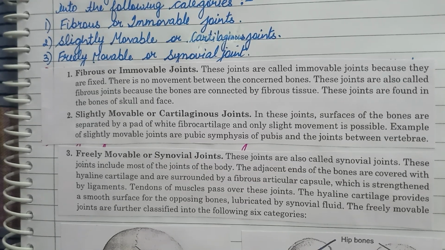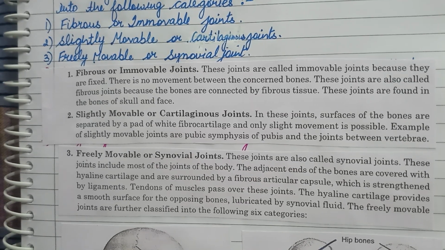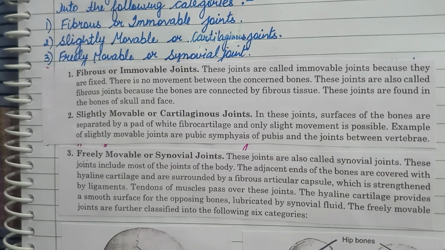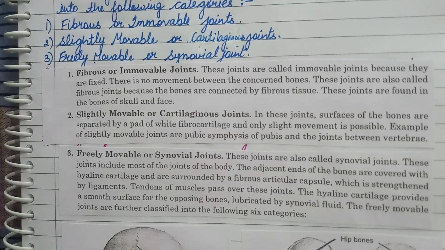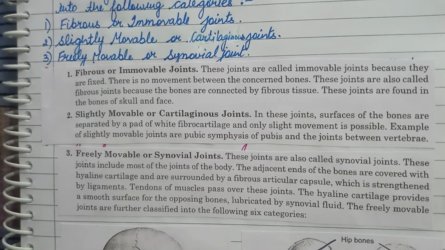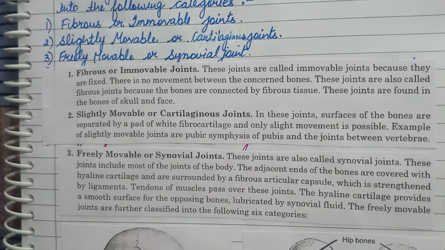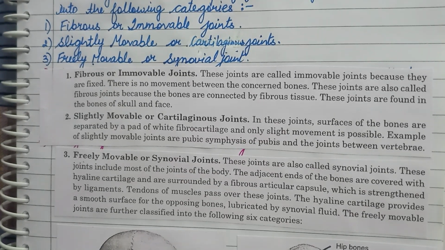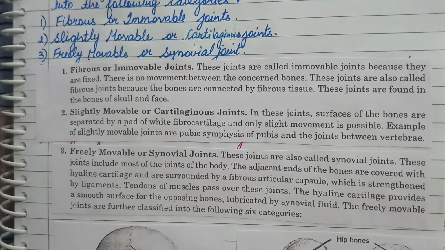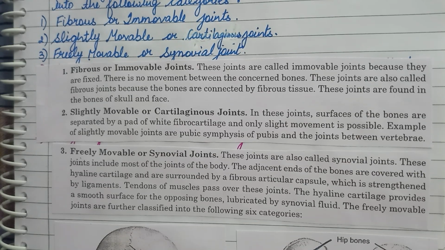In these joints, the surfaces of the bones are separated by a pad of white fibrocartilage, and only slight movement is possible. Examples of slightly movable joints are the symphysis of the pubis and the joints between the vertebrae.